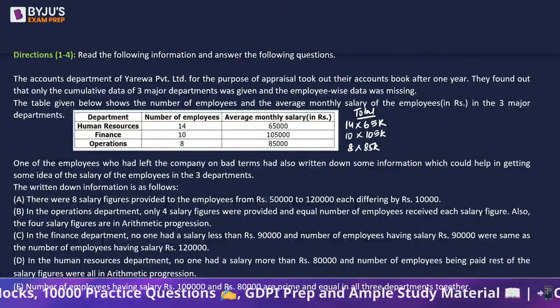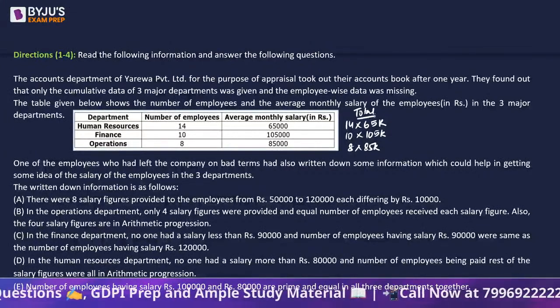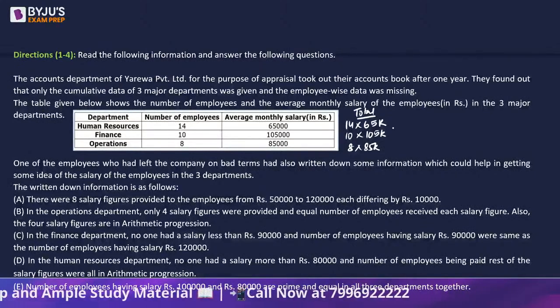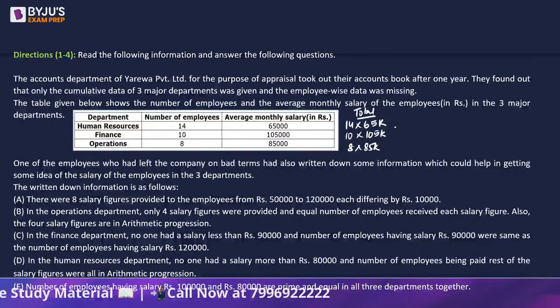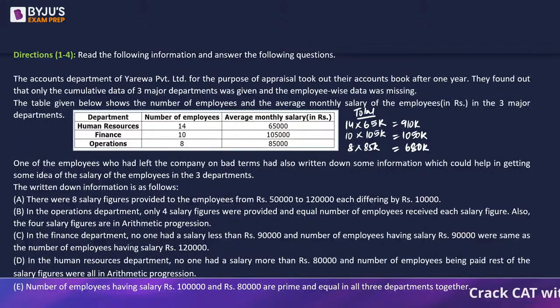So shall we calculate the total right away or should we wait? Let's do it. 14 into 65, 130, 260, 65, 910K. This is going to be 1050K. And this is going to be 170, 340, 680K. So this is the total salary disbursed among these many employees of these 3 departments, right?